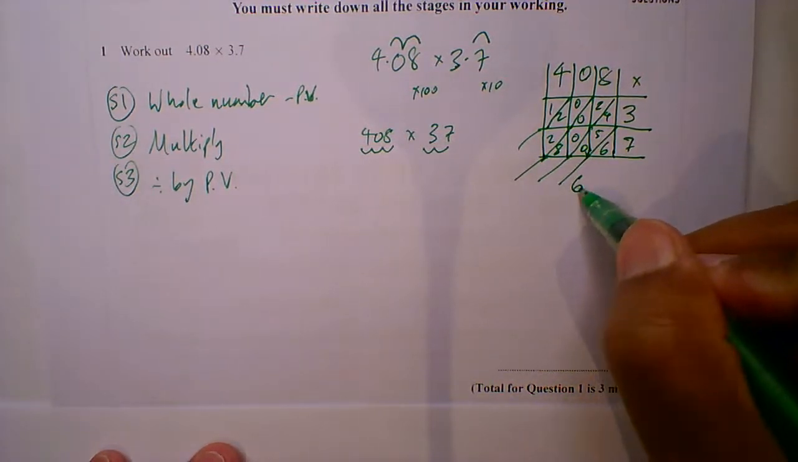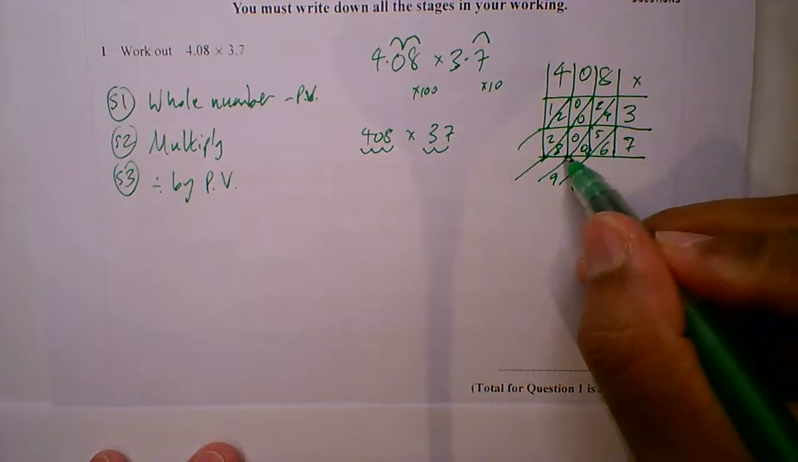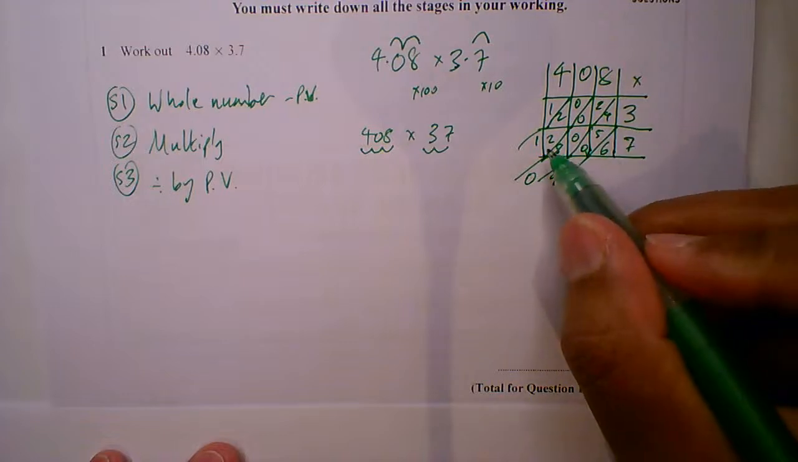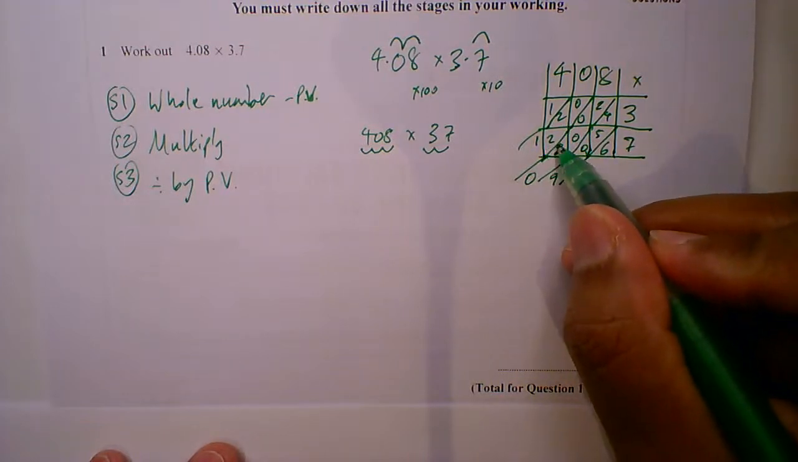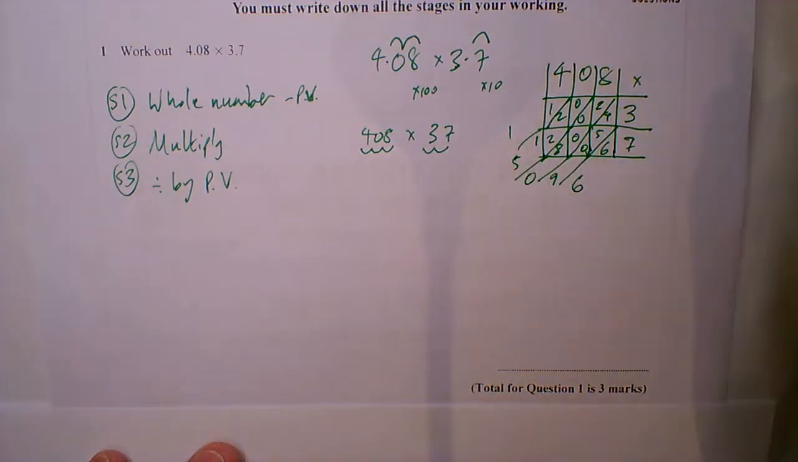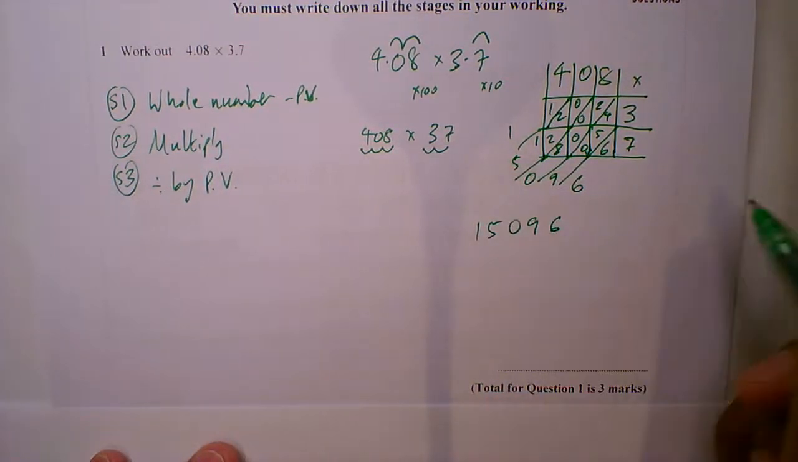So this is 6 by itself. 5 plus 4 is 9. 8 plus 2 is 10. So I'm going to carry the 1, put a 0 there. But 1 plus 2 plus 2. So 2, 3, 4, 5. And then 1 there. So my digits are 1, 5, 0, 9, 6.